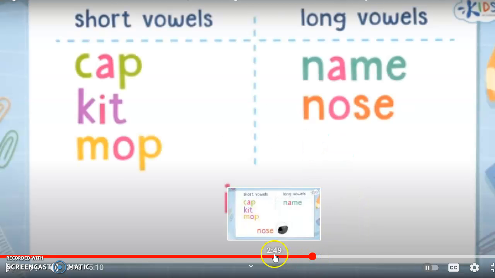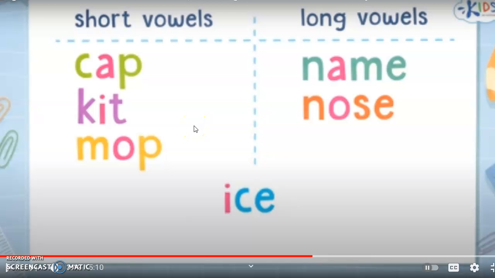Wait. Okay. So what do we notice here? Long I. Okay. What do we notice here? So for number 3, the answer is vowels can be short and long. Now what do we notice here? How many vowels do we have in the short vowel words? Cap, we only have one vowel, one A. Kit, we only have one. Mop, only one.